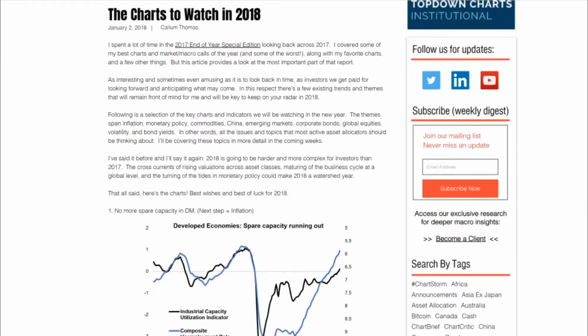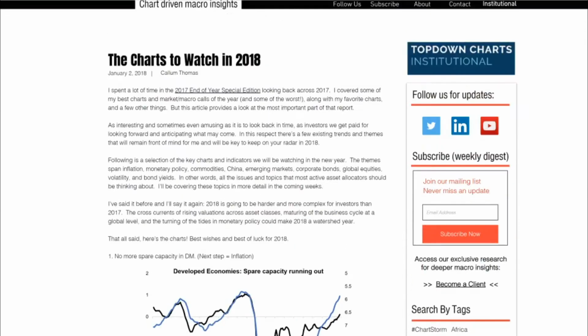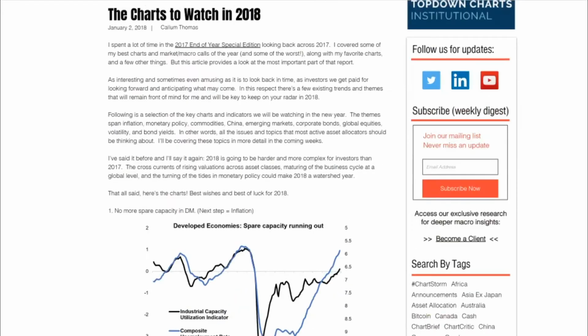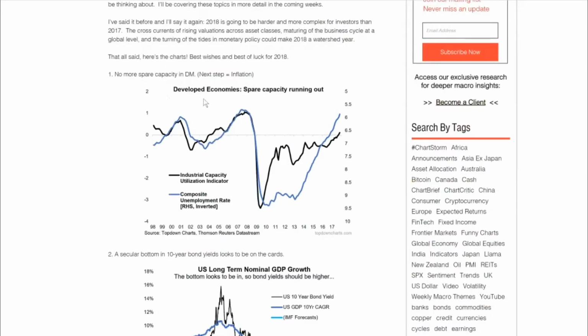But look, what I wanted to do is just go through and add a little bit of extra context to each of the charts, because I really have only added a one line sort of thing in this one here. So we'll start off with this one.